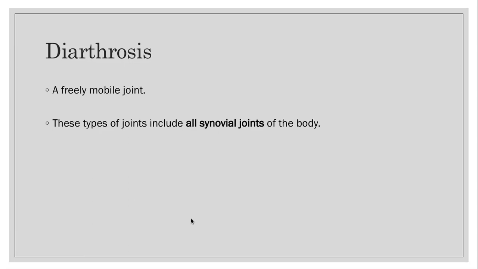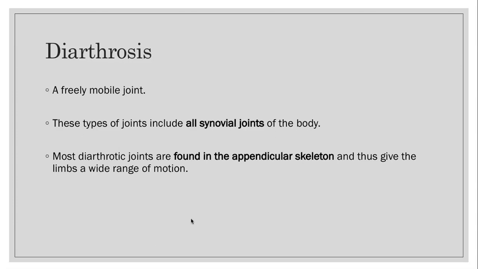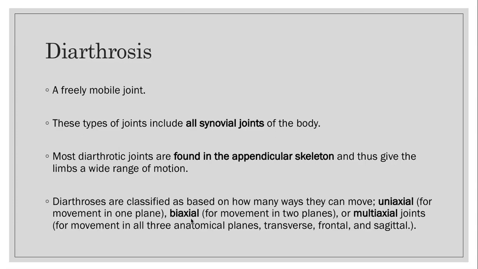These types of joints include all of the synovial joints. So synovial joints are the freely moving joints. We call those diarthroses. Most diarthrotic joints are found in the appendicular skeleton, and thus that's what gives your limbs that wide range of motion. Diarthroses are classified based on how many ways that they can move. So uniaxial means there can be movement in one plane, biaxial means movement in two planes, and multiaxial means that they are allowed movement in all three anatomical planes. Those are transverse, frontal, and sagittal. Let's take a look at what exactly that means.